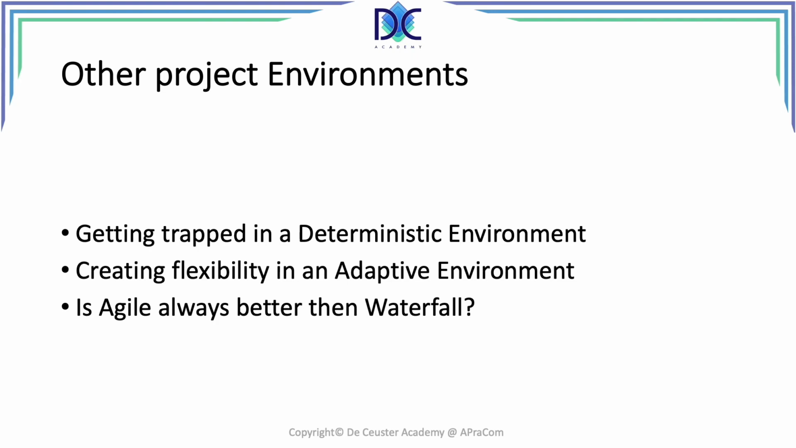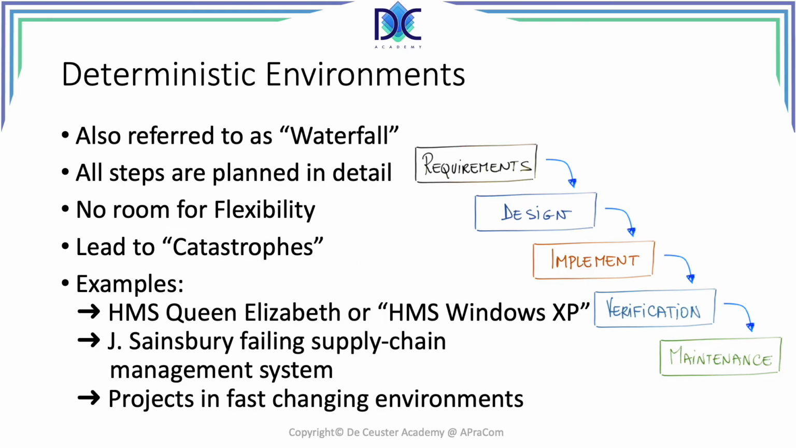Let us now have a look at the deterministic environments in more detail and describe the possible problems you can have with it. Deterministic environments are also referred to as waterfall. They show the different steps that are executed in series. Once a step is completed, the next step is started, and so on. The picture at the right-hand side shows a classical waterfall project. It starts with the requirements, then the design, implementation, verification, and finally maintenance.